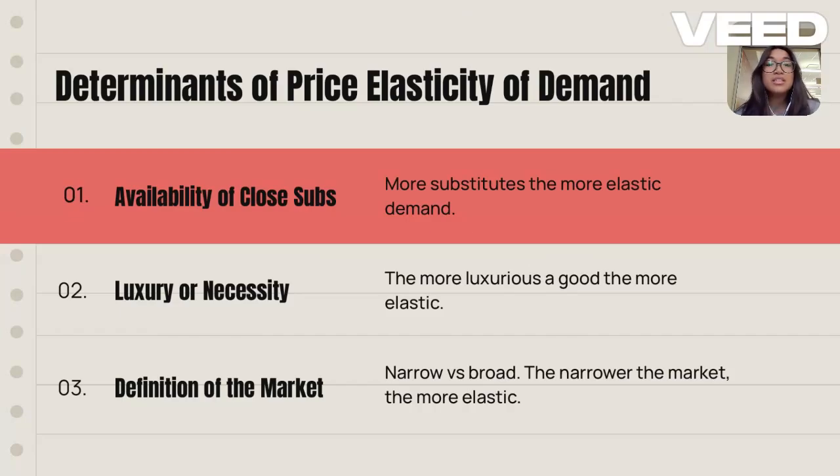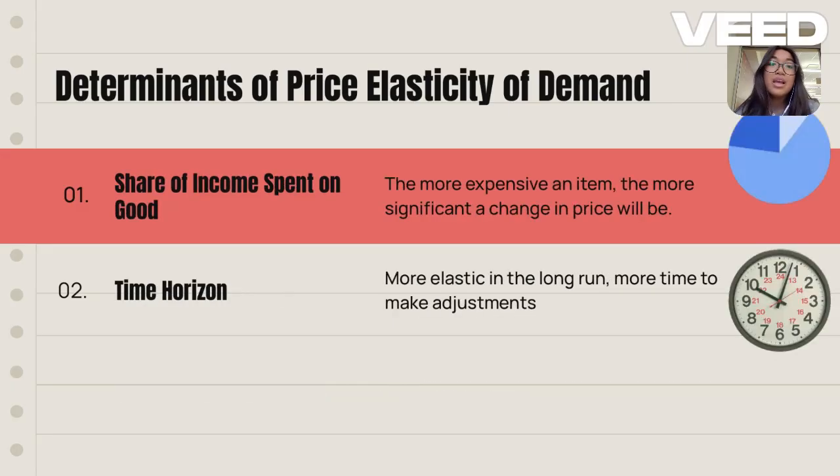So here are some determinants of price elasticity of demand, some things that make that demand curve flatter. Availability of close substitutes. The more substitutes, the more elastic demand. Luxury or necessity. The more luxurious a good, the more elastic demand. Definitions of the market. The narrower the market, the more elastic because there are more available substitutes for a narrower market.